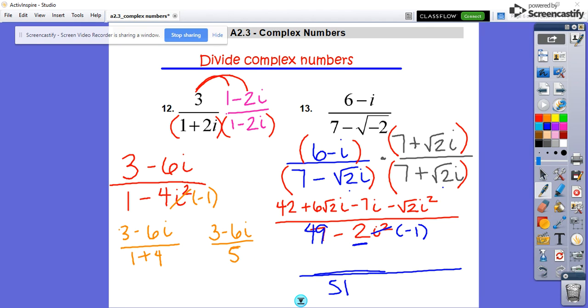Now on the top, if we look at all of our stuff on the top, our i squared here can become a negative 1. Okay, but then none of this stuff can be combined together because some have i's, some have square roots. There's nothing that is exactly the same on the top and the bottom. So our answer is just all of those terms, which looks really complicated. Okay. All right, let's do some simpler stuff. That's the hard stuff.